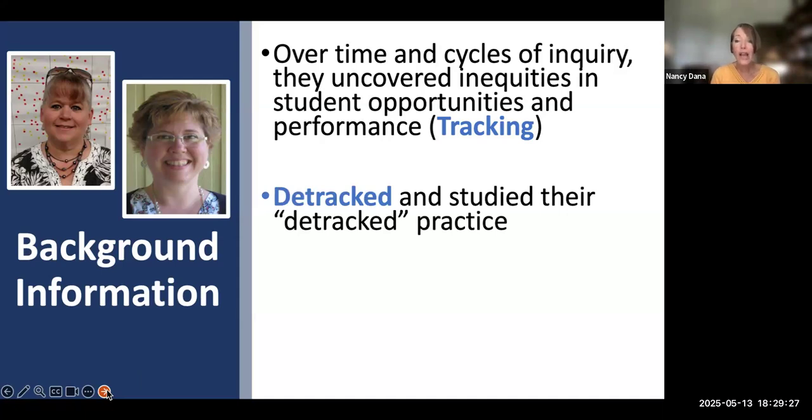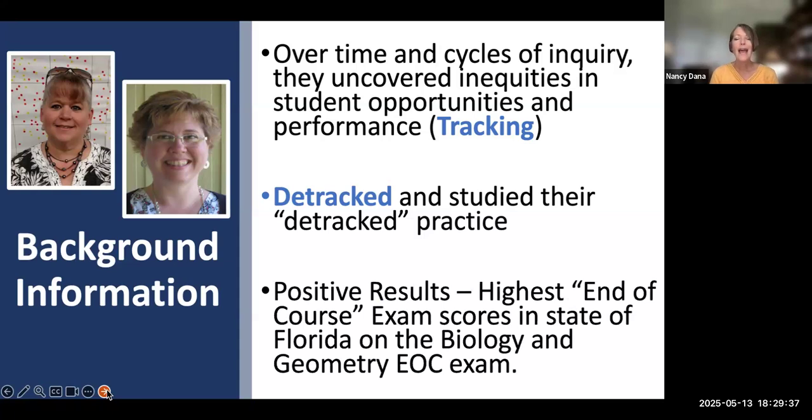So they detracked and studied their detracked practices. Every student in their school was assigned to honors biology and honors geometry. And they had amazing positive results. They had the highest end of course exam scores in the state of Florida on the biology, the geometry, and the algebra end of course exams.